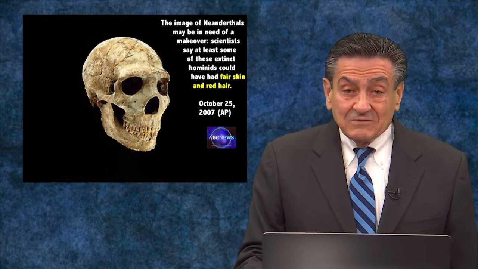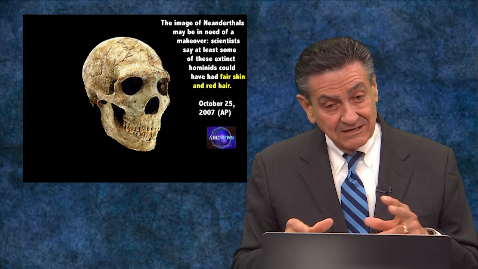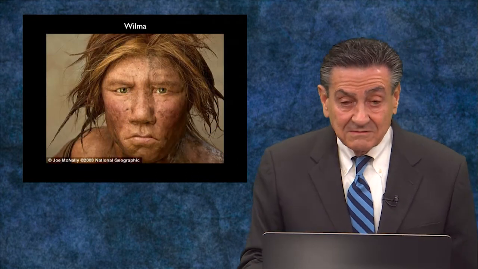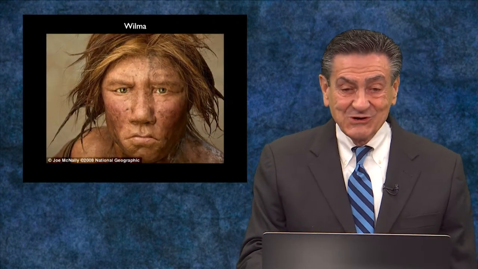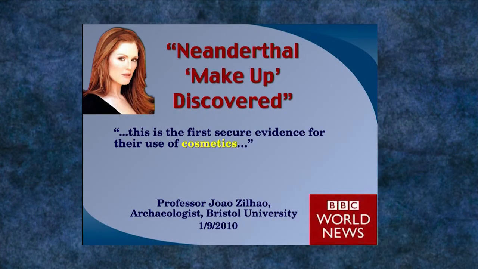But of course, National Geographic, when they do their restorations, they did try to put in fair skin and red hair, but Wilma didn't come out looking quite as good as Julia, I think reflecting the prejudice, a very dirty face, and she needs some cosmetics, doesn't she? Well, Neanderthals had that. As we are told here at the BBC World News, this is the first secure evidence for their use of cosmetics.